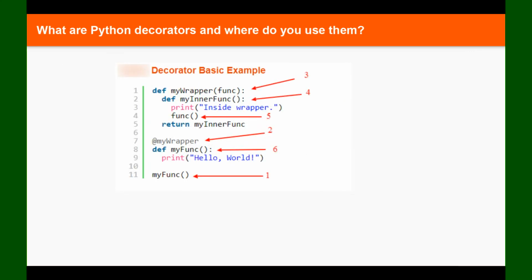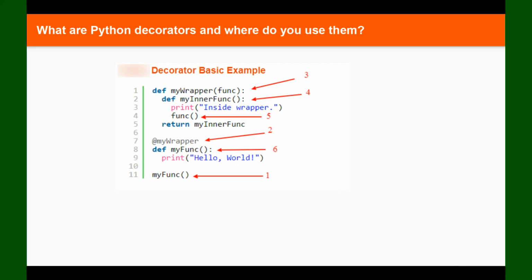Next question is, what are Python decorators and where do we use them? Decorators are a powerful feature that allows you to modify or enhance the behavior of a function or class without changing the actual code. A decorator is a function that takes another function as input and returns a new function with additional functionalities.